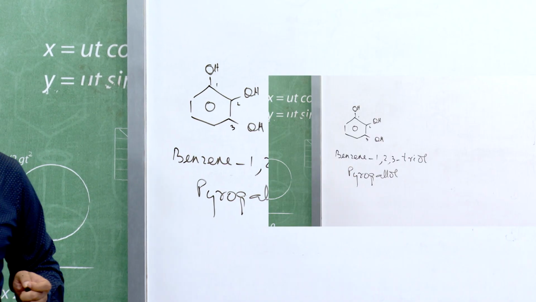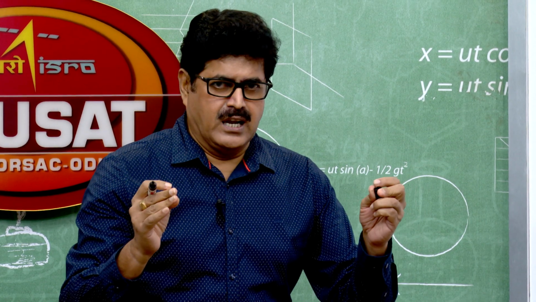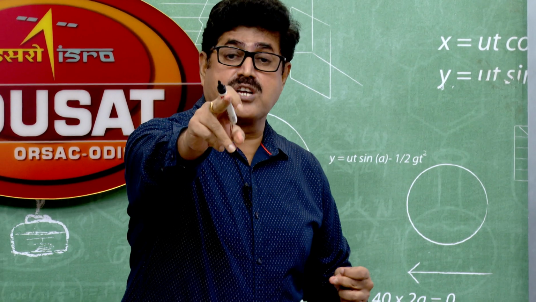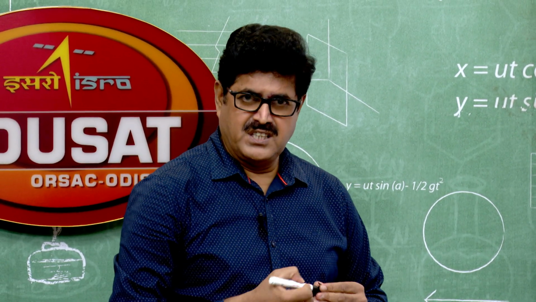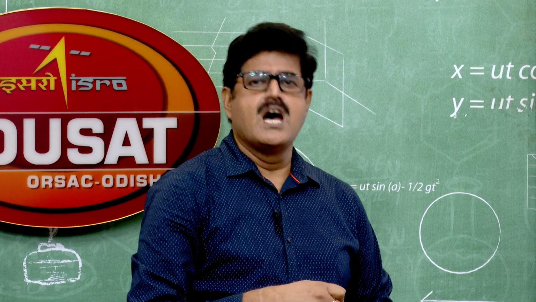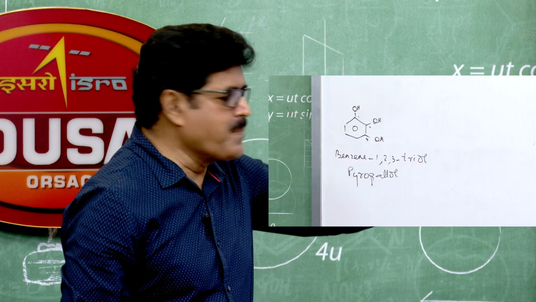Pyrogallol. Do you know that? Alkaline pyrogallol. What is alkaline pyrogallol? Pyrogallol plus alkali. Alkali, we mean those bases which are soluble in water. Alkaline pyrogallol is used to absorb oxygen gas. So this is pyrogallol, a very popular common name.